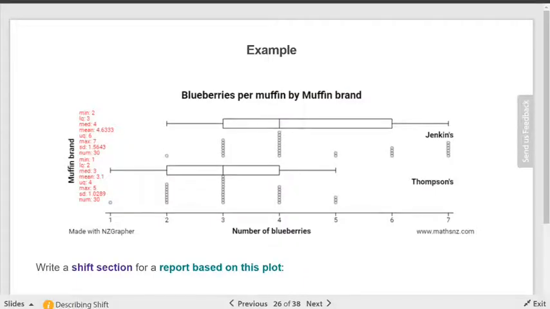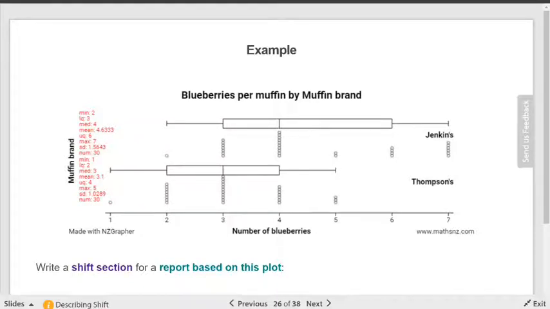So here's an example. Here we have 2 graphs. We have the numbers in red, which are the summary statistics, so you never have to guess about anything. The actual numbers are there for you. And this is a graph that was created using NZ-Grapher, so this is exactly what yours will look like.